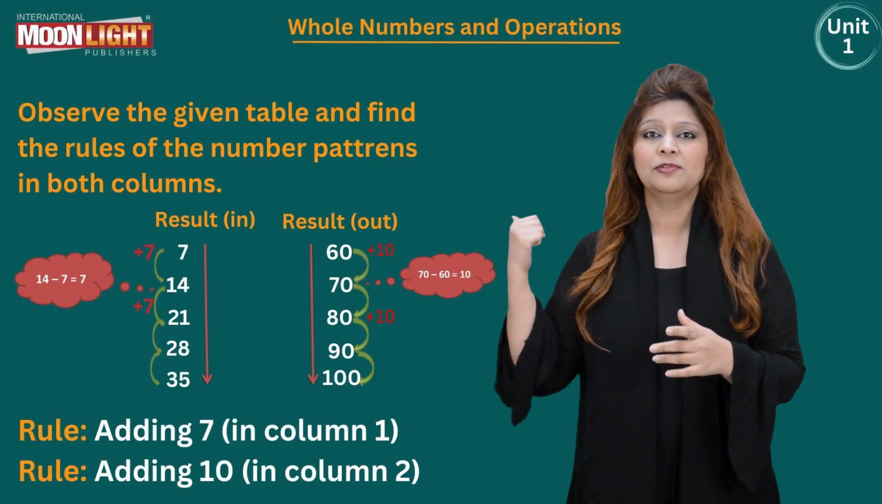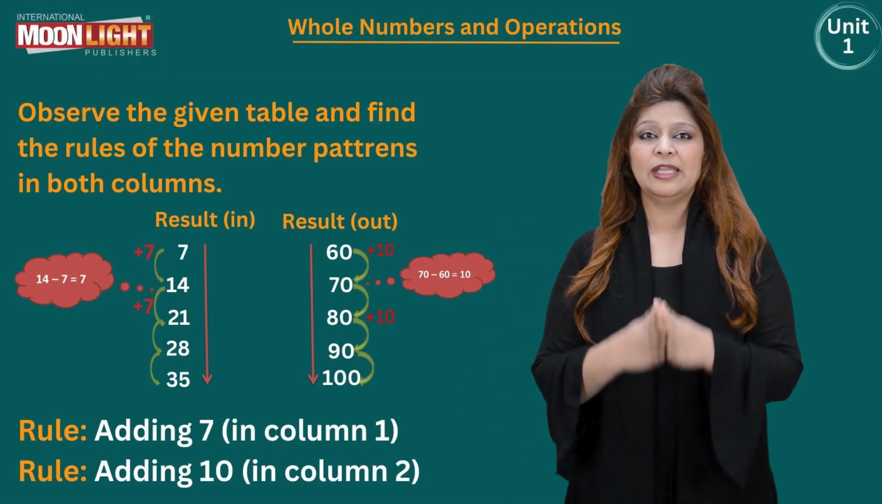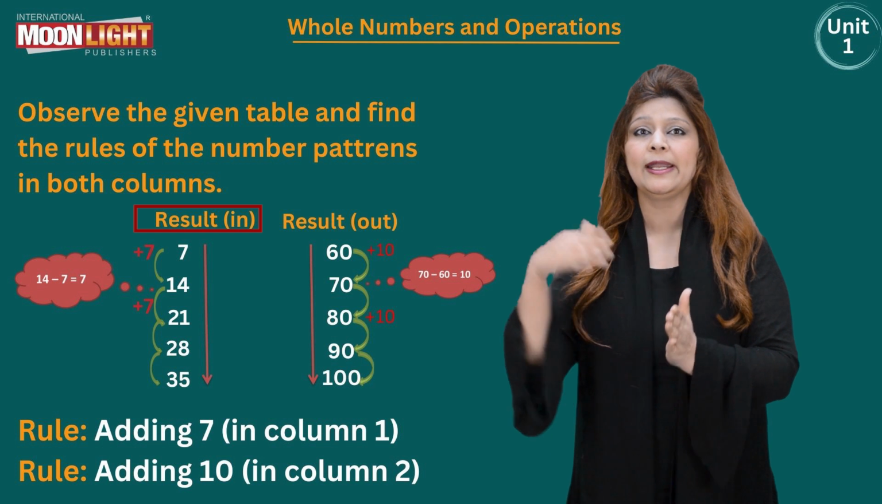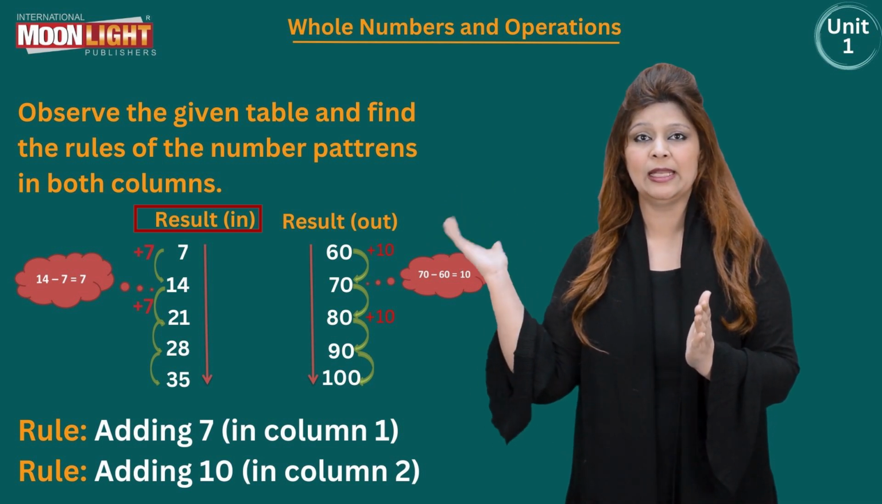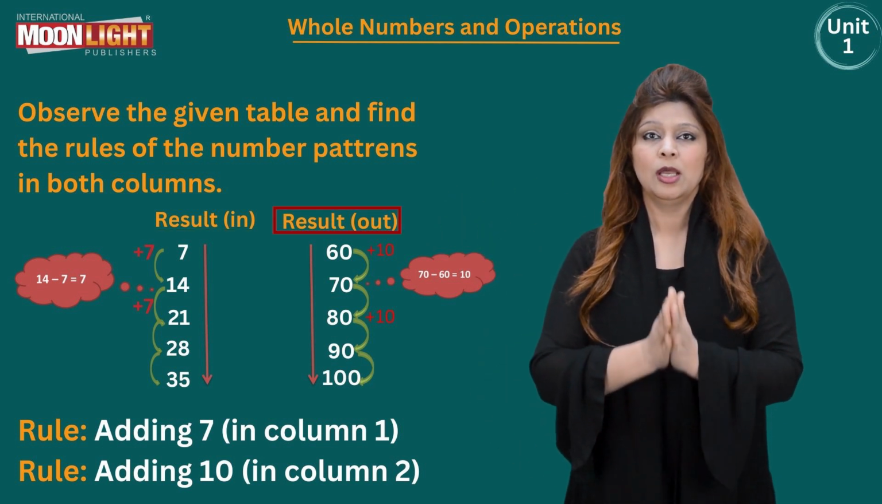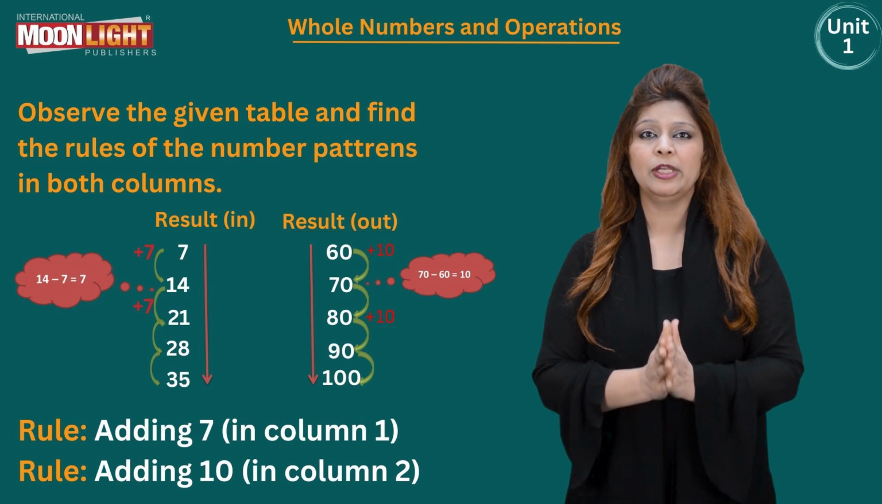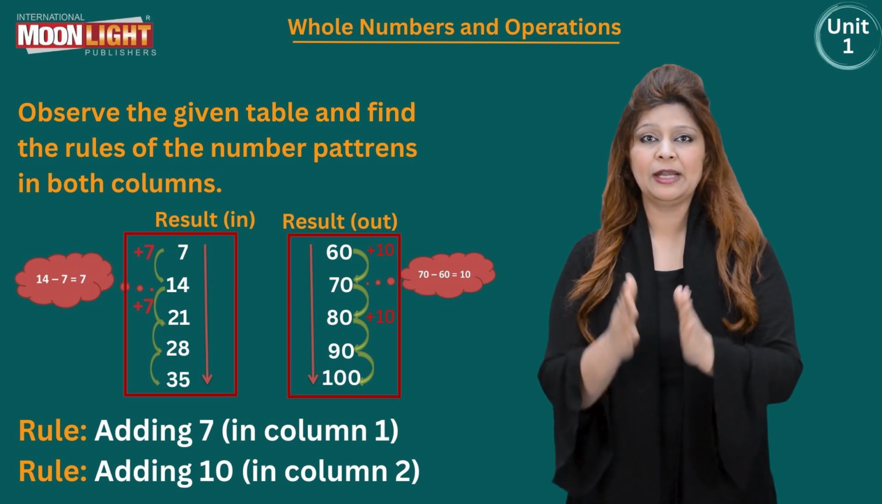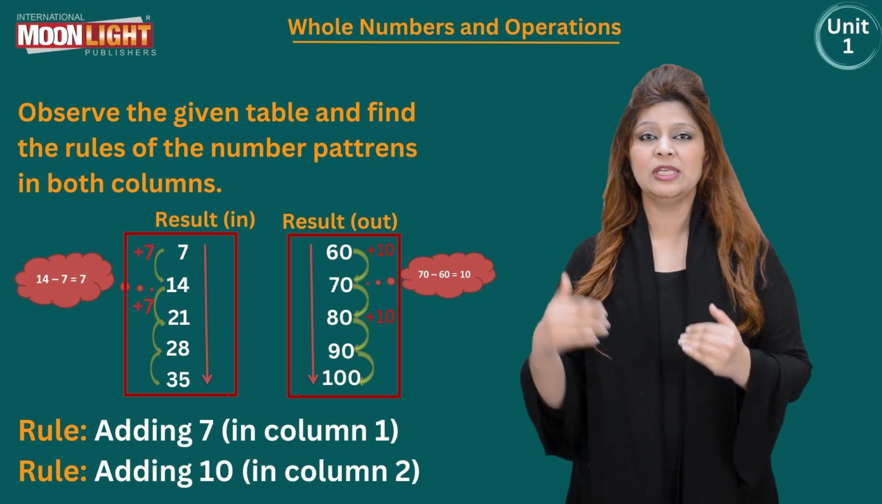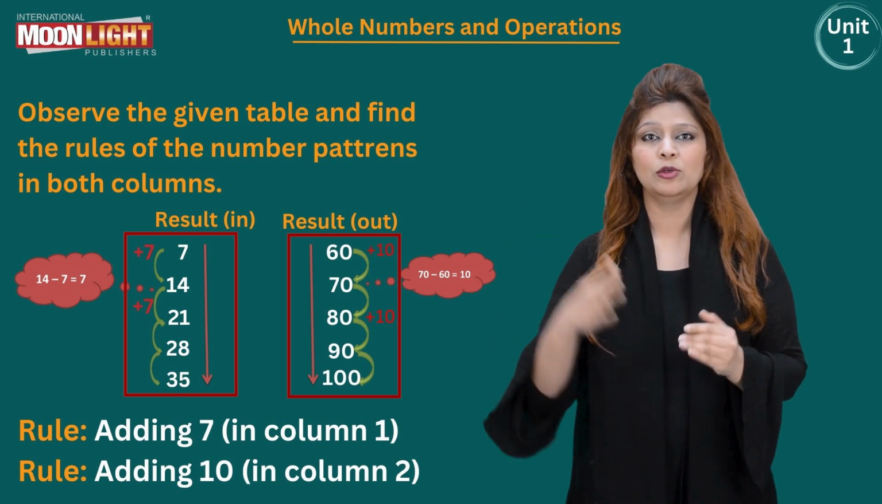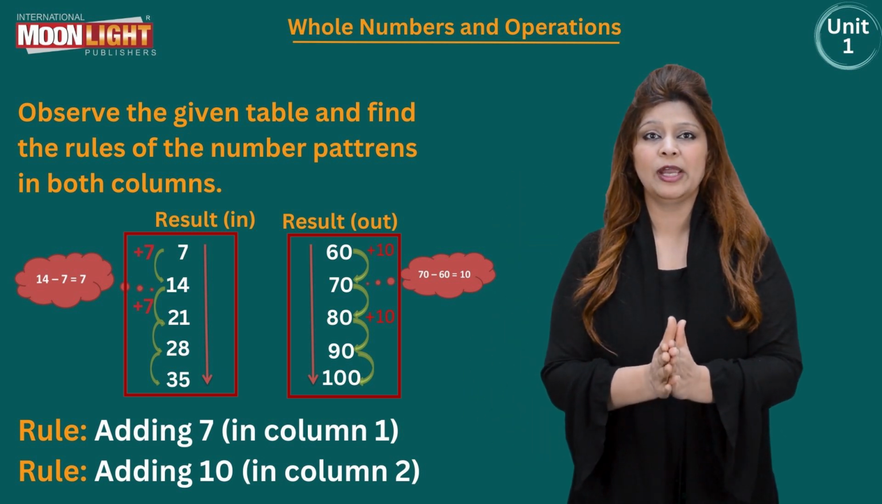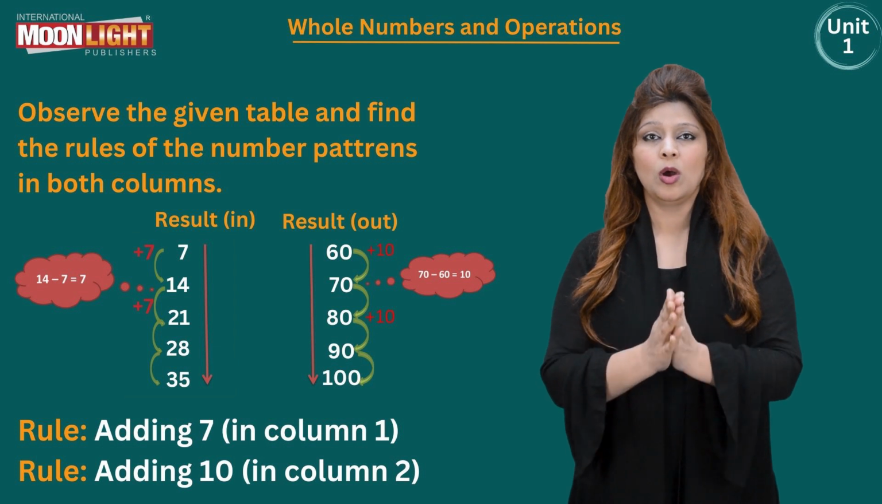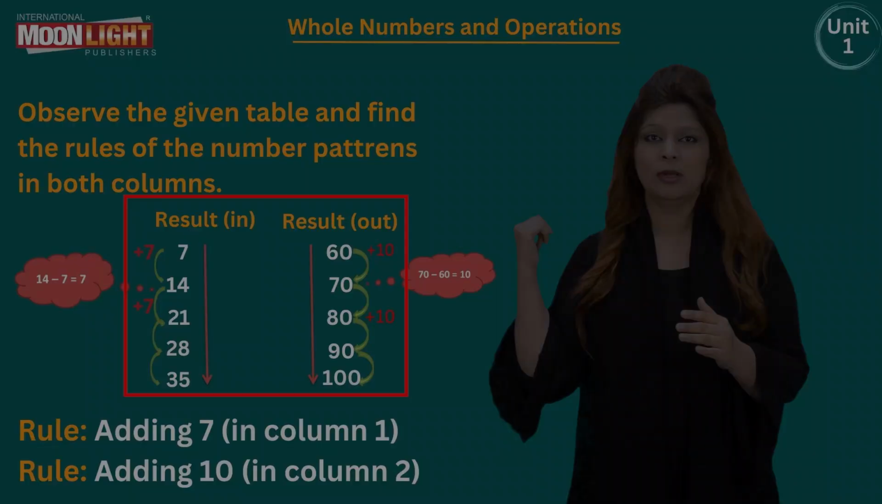Now observe this given table. The table is showing you the result of getting in and the result of getting out. So in this way we are going to find out the pattern in both columns. These are the columns, in and out, two columns. So we are going to find out the rules of this given table.